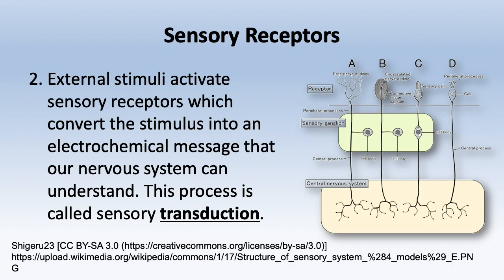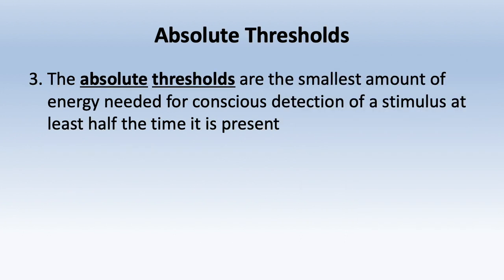External stimuli activate the sensory receptors, which convert the stimulus into electrochemical messages that our nervous system can understand. This process is called sensory transduction. Transduction is how that message or signal is sent to the central nervous system. So if you look at the diagram on the right, the top of it is the sensory receptors, and it transmits that information downward and through to the central nervous system.